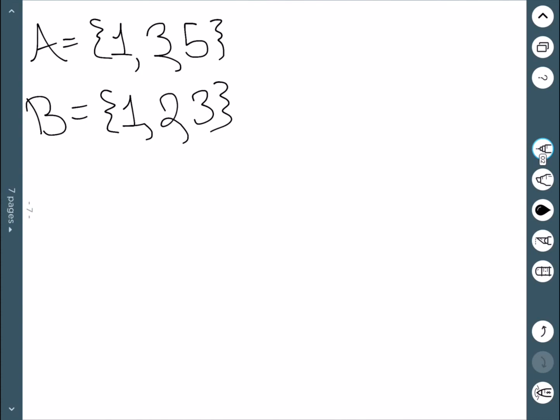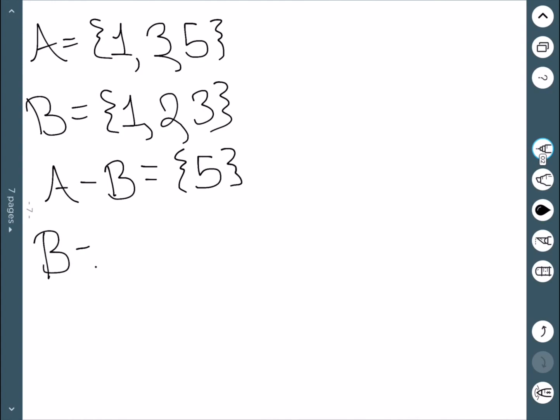Going back to our example, if A is {1, 3, 5} and B is {1, 2, 3}, then we have that A minus B is everything in A that's not in B. A contains a 1 that they share, a 3 that they share, and then a 5 that's unique. If I try to do B minus A, B contains a 1 that they share, a unique 2, and a 3 that they share.